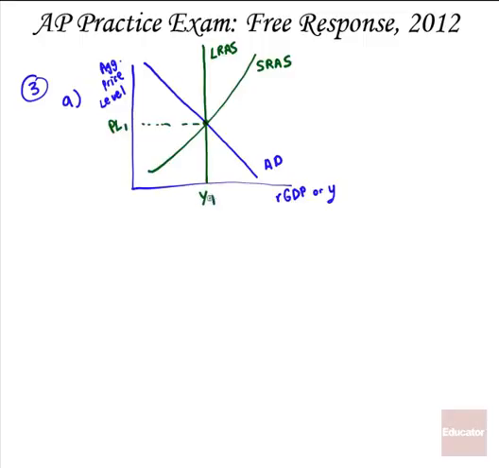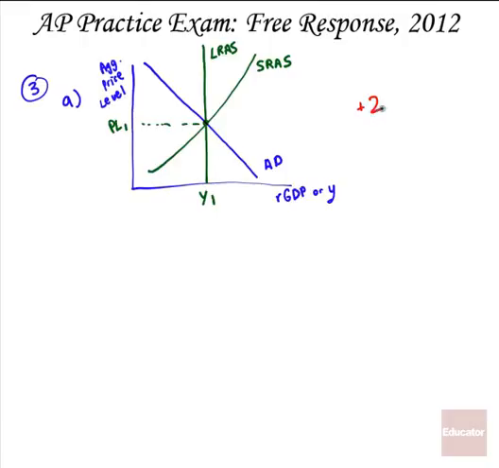So you get 1 point for showing the aggregate demand and SRAS at PL1, and then you have Y1. And then the second point is just drawing the LRAS at the intersection of where SRAS and AD is. So you get just 2 points for being able to draw this.